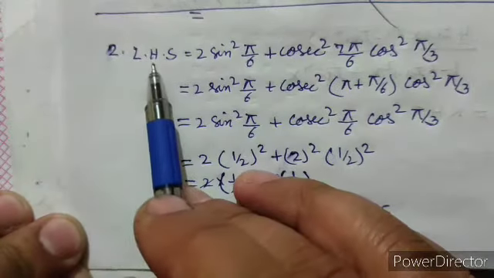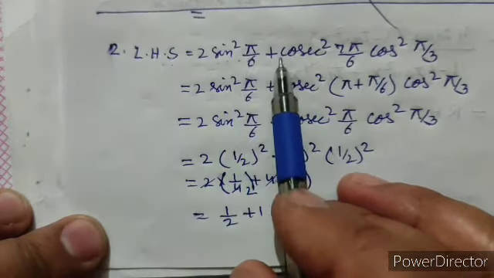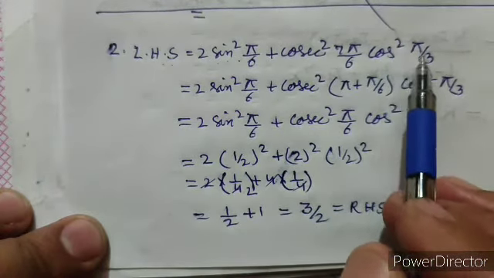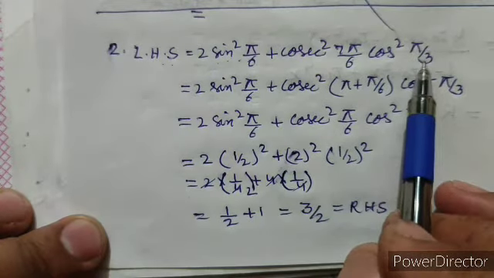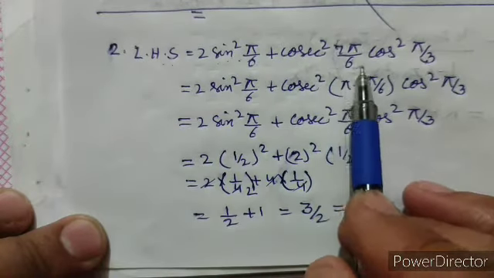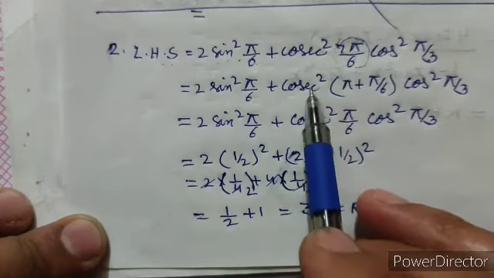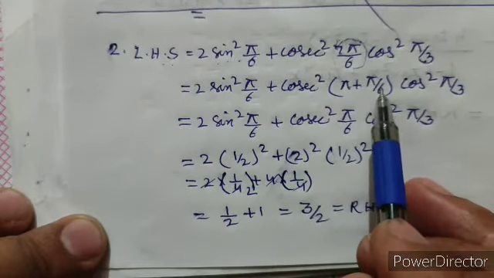Now first of all, we will take the left hand side of the question, that was 2 sin square pi by 6 plus cosec square 7 pi by 6 into cos square pi by 3. Now pi by 6 and pi by 3 are between 0 to 2 pi. Now 7 pi by 6 is greater than 2 pi. So cosec square 7 pi by 6 can be written as cosec square pi plus pi by 6.